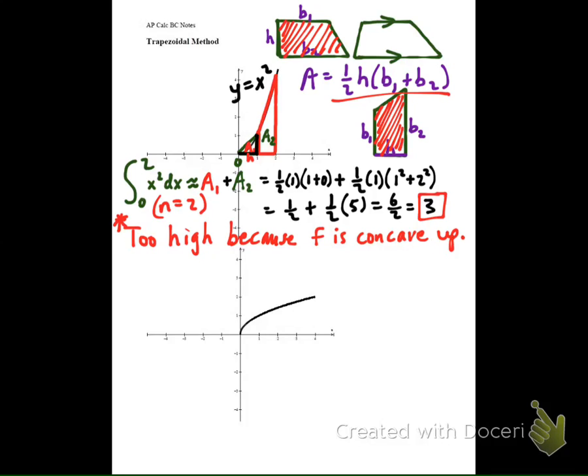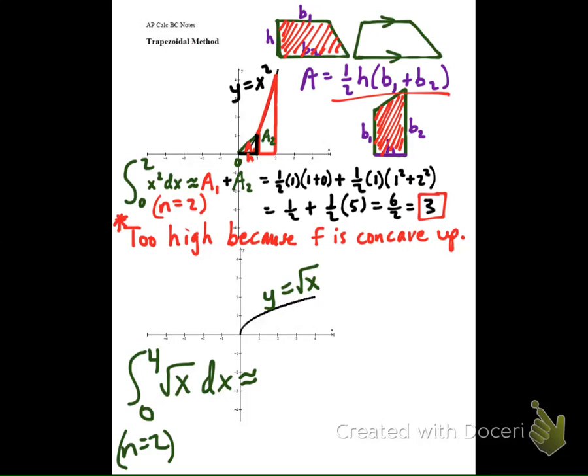All right, so let's go ahead and take a look at this next one. I want you to approximate, so this is your practice problem, approximate the integral from 0 to 4, and I will only make you do 2 subintervals, so n equals 2, of the square root of x, dx, okay, so we have y equals the square root of x. Use your trapezoidal approximation to approximate that integral and then let me know whether your approximation is too high or too low. Okay, so pause the video and then play it when you're done.